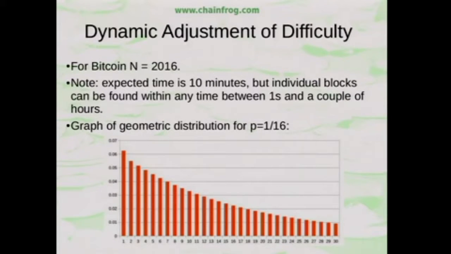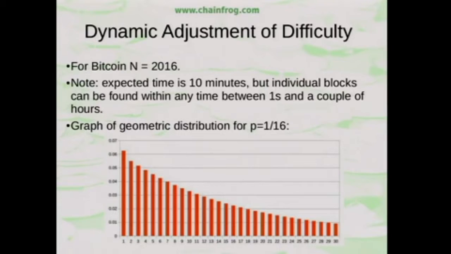There's a formula that says plug in the time it took to create 2016 blocks, look at the difficulty for the last block, adjust the next difficulty for the next 2016 blocks to be this value. And so that's how everybody working on the blockchain can agree to it. It's just there in the maths.